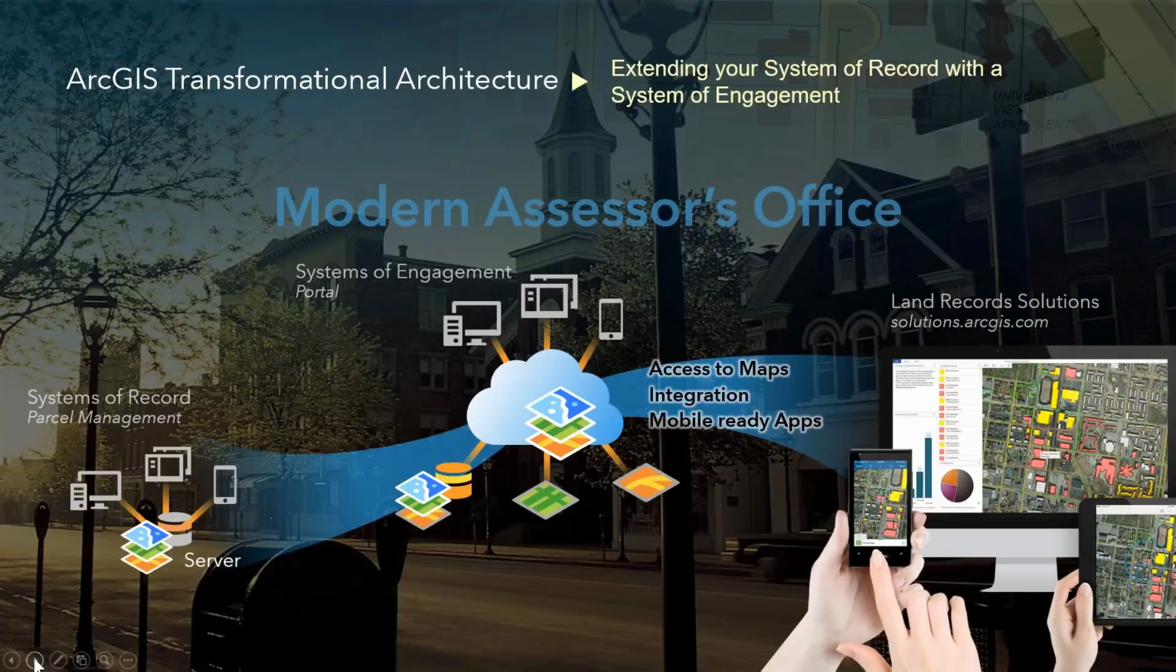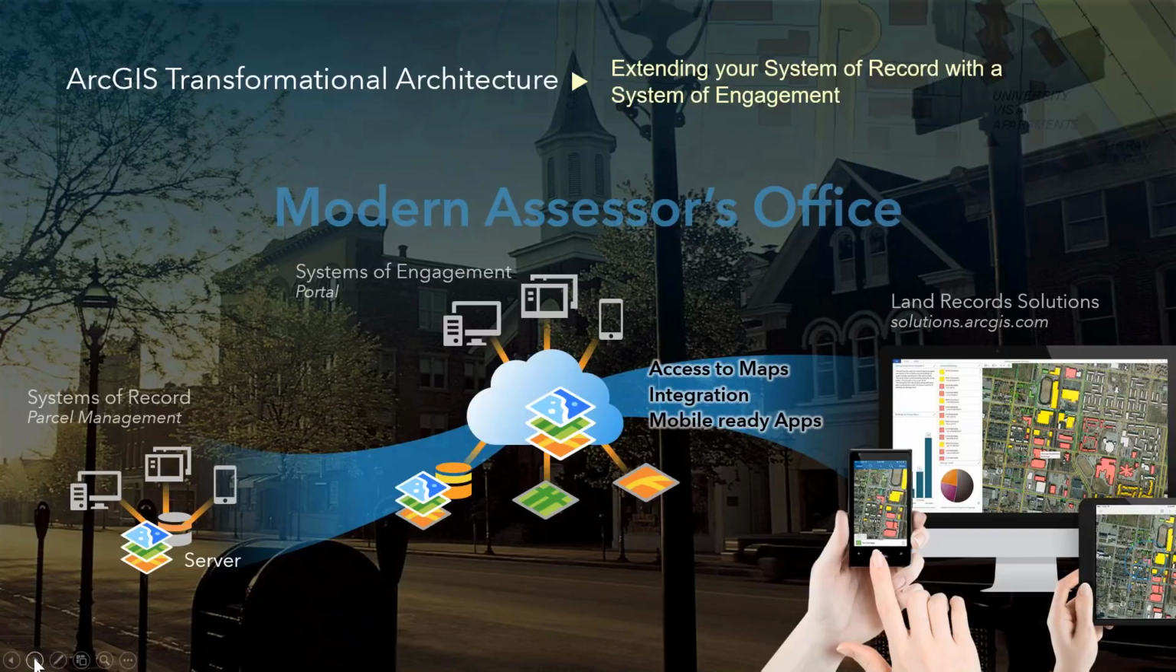So just to set a little bit more context, and we'll start to get into the details of some of the different solutions, I want to provide you guys with the conceptual architecture of how we visualize the modern assessor's office to work in. So we have a system of record. That is our parcel management, that is our connected databases, that is that integration piece. And then we have the system of engagement.